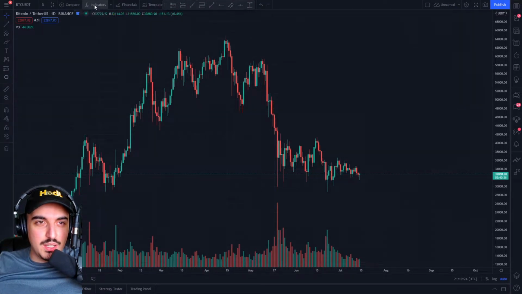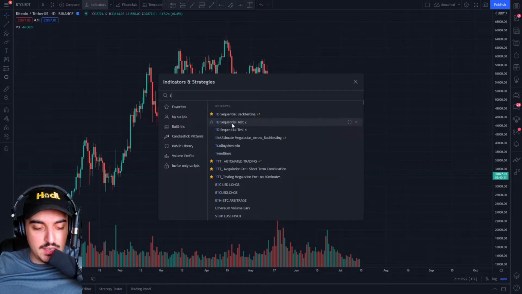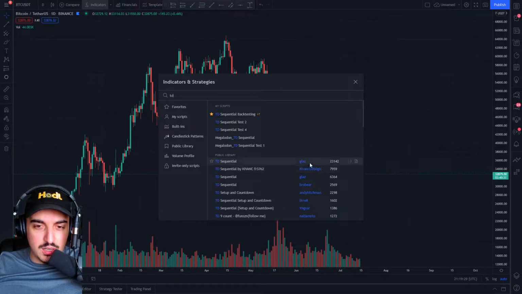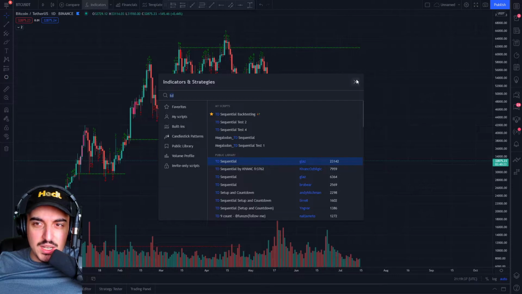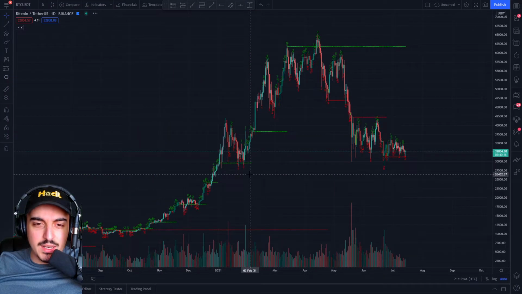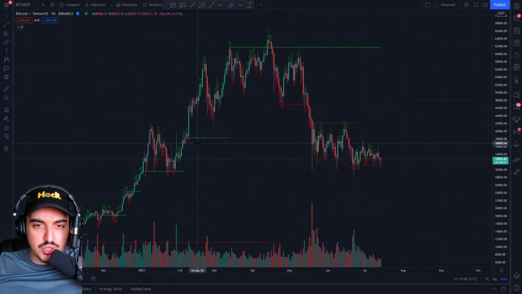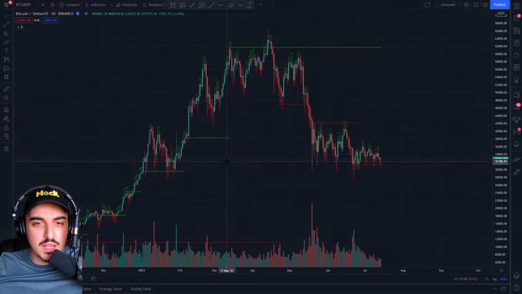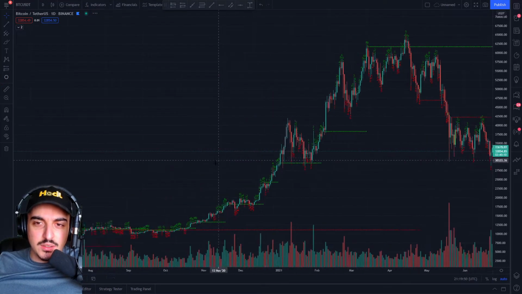We're going to click on the indicators and type in TD over here, and we're going to click on this indicator made by Glaz, G-L-A-Z, if it's available. It's called TD Sequential, Tom Demark Sequential. As you can see, on top of this indicator there are numbers coming up. The way that I use this indicator is on the larger time scales to recognize potential trend reversals.